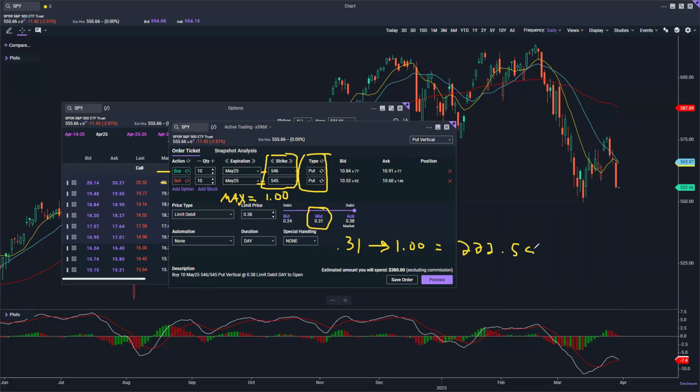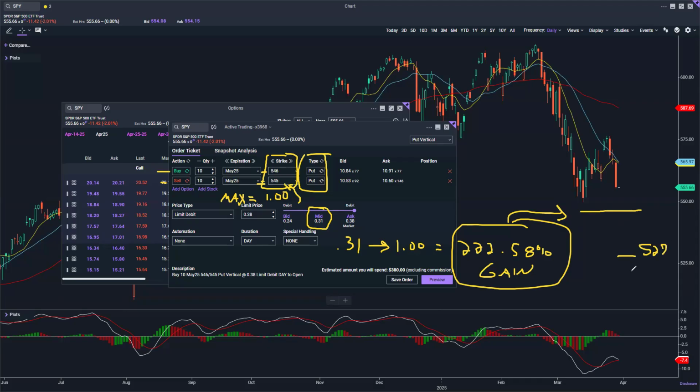That is a 222.58% gain. And in this scenario, you only need SPY to be below 545. So it just needs to be below right here, and you have a 222% gain compared to the SPY put. You needed it at 527 for a 100% gain, if you remember that. So 527 for that SPY put, you have a 100% gain.